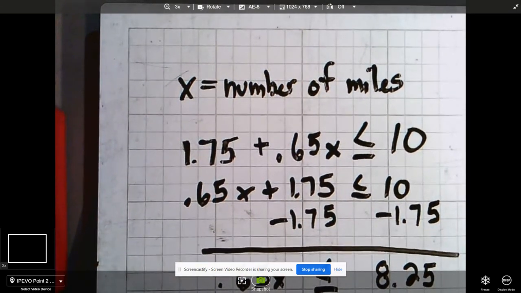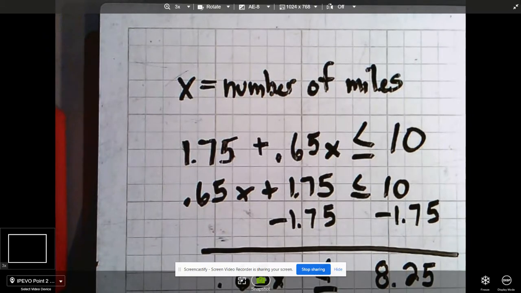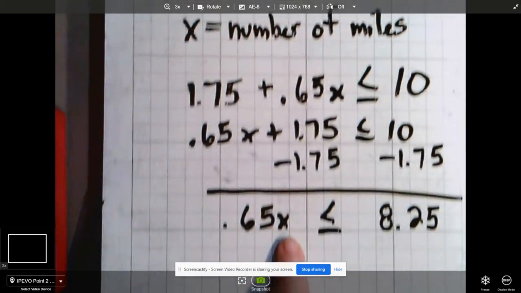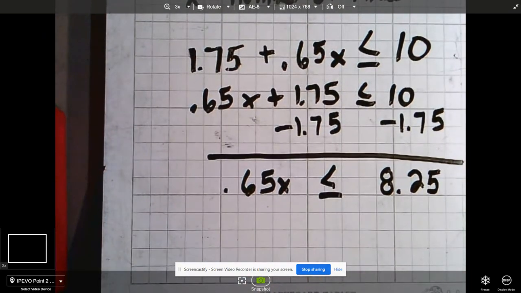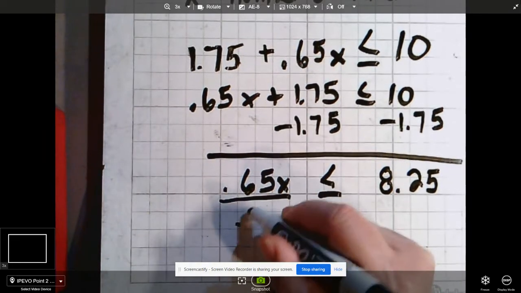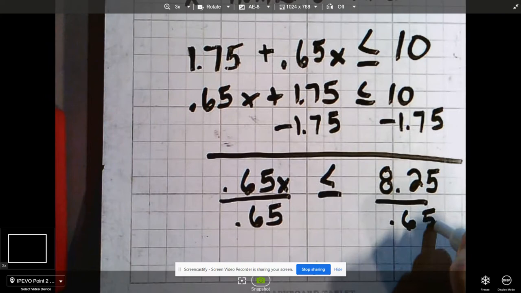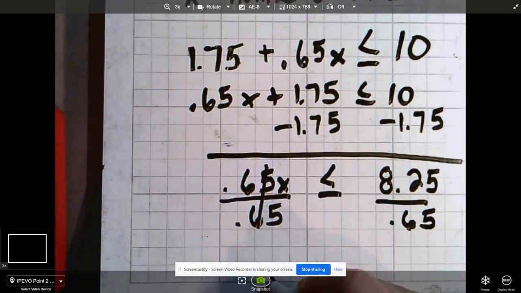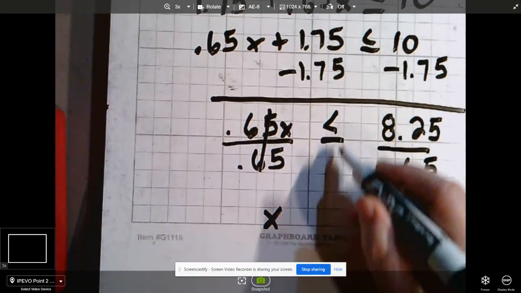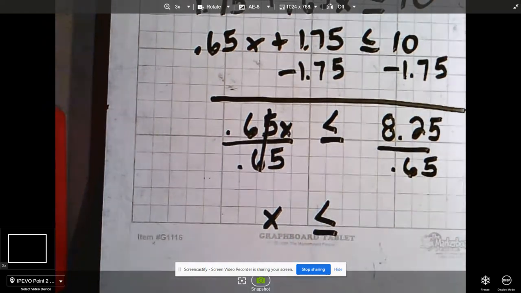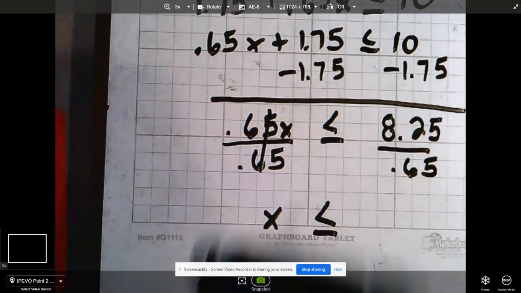Now I'm multiplying between x and 0.65. I'm multiplying, so to undo multiplication, I actually have to do division. I'm not dividing by a negative, so I don't have to worry about flipping my inequality. On this side of the equation, I'll just have x. Since there's no negatives, I can just carry down my inequality sign.